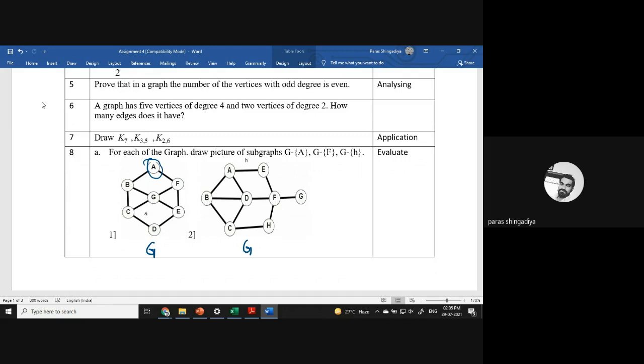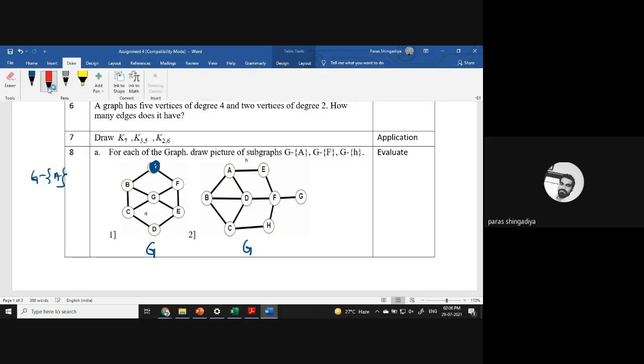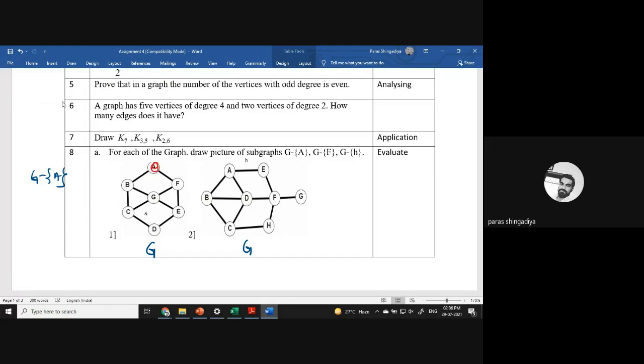To apply the same evaluations for both graphs, G minus A, G minus F, and G minus H. First draw this main graph as per the given vertices and edges. Then G minus A means you have to remove this vertex A from this graph. As we know, edges also will be removed when we delete a vertex. When we delete A, there are two edges incident with this vertex, so these edges also will be removed.